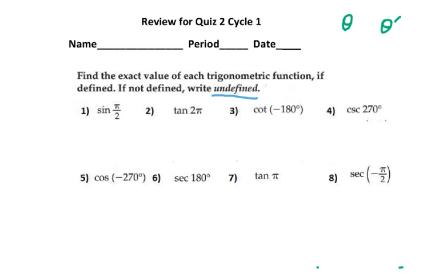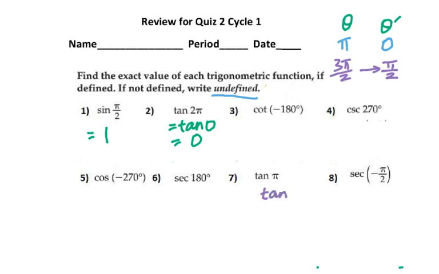For radians, we know that for pi, the reference angle will be 0. For 3 pi over 2, the reference angle will be pi over 2. We know sine pi over 2, that's sine 90, equals 1. Tangent 2 pi, we know that's exactly the same as tangent 0 equals 0. For tangent pi, since the reference angle is 0, so tangent 0, that's equal to 0.